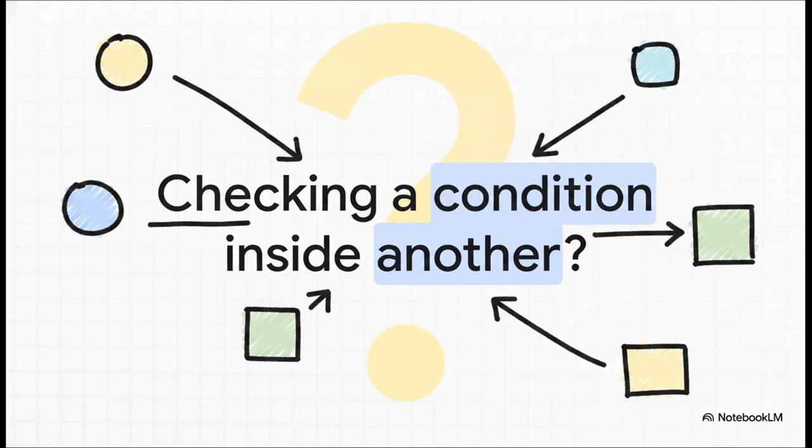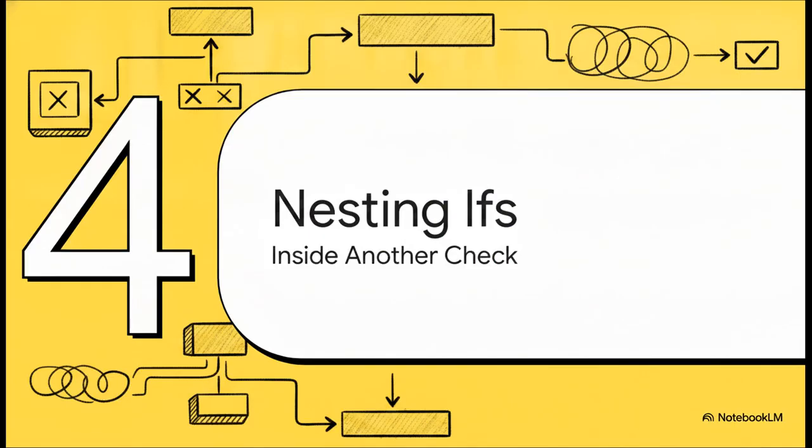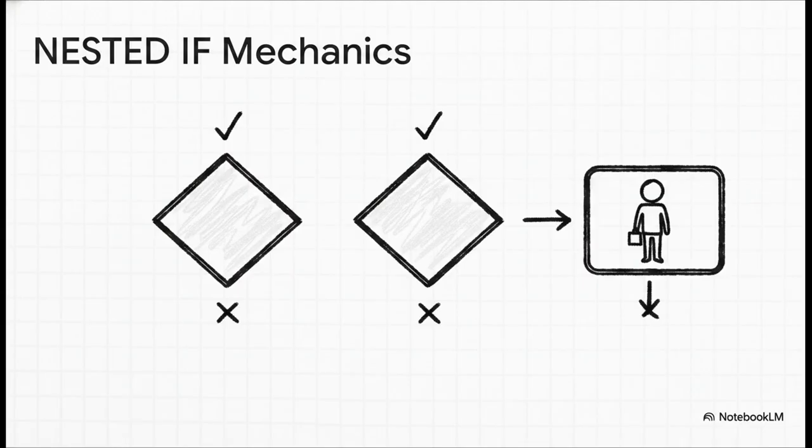But let's push a little deeper, shall we? How do we handle conditions that depend entirely on other conditions? Like a scenario where passing one test just leads you directly to another test. That is exactly what section 4 is all about. Nesting ifs within ifs. This is quite literally a check inside another check.